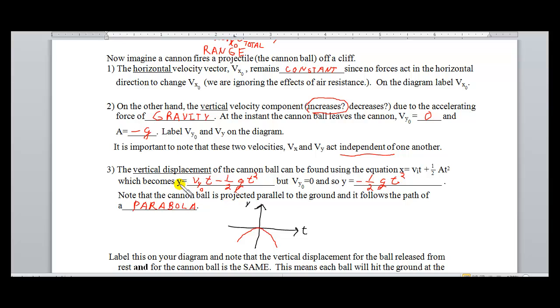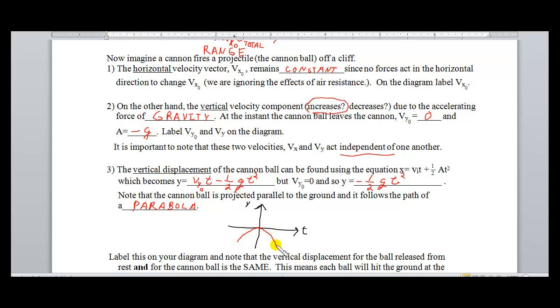So here's our equation. The vertical displacement of our cannonball can be expressed as Vy sub 0 times t minus 1/2 gt squared. But in our particular case, the initial vertical velocity is equal to 0. And so when we substitute in for the acceleration, minus g, our equation becomes y equals minus 1/2 gt squared. And note that the cannonball is projected parallel to the ground and follows the path of a parabola. In fact, you should recognize this as a quadratic equation, and the graph of this quadratic equation is that of a parabola that opens downwards at the origin.